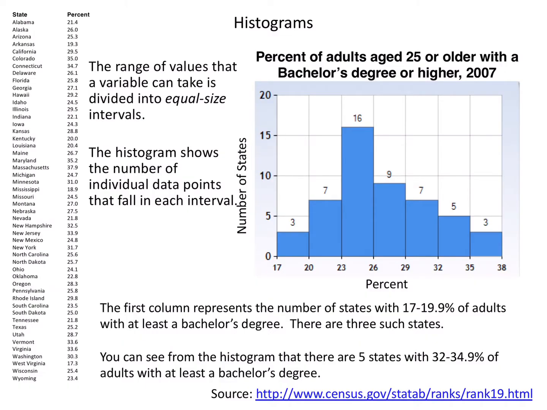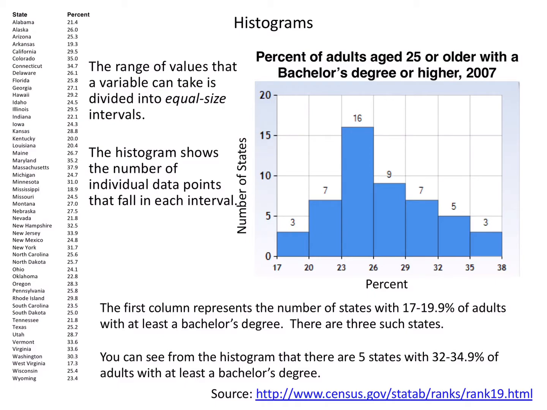So here on the left side of the screen, you can see the data collected from each state. What we have is the percent of adults aged 25 or older with a bachelor's degree or higher. And this data is from 2007. All right, so if you look at the left side, I know those numbers are kind of tiny so that we could fit them all in, but you can see, for example, Alabama had 21.4% of adults aged 25 or older with a bachelor's degree or higher.